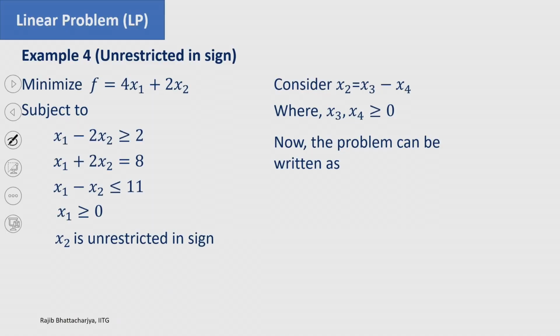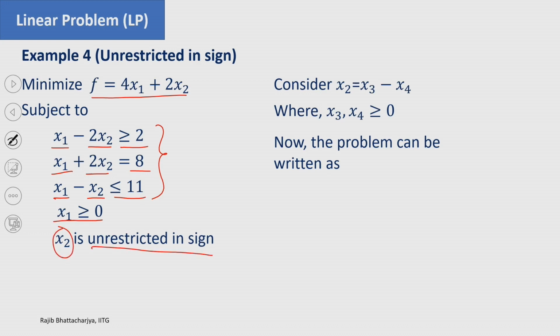So, let us consider this particular problem. This is a minimization problem, f equal to 4 x 1 plus twice x 2. There are 3 constraints. So, x 1 minus twice x 2 greater or equal to 2, then x 1 plus twice x 2 equal to 8, x 1 minus x 2 less than equal to 11. x 1 is positive here, but x 2 is unrestricted in sign, that means x 2 can be negative also.